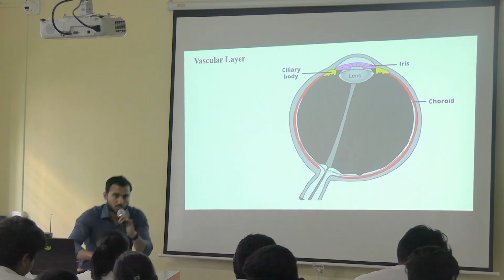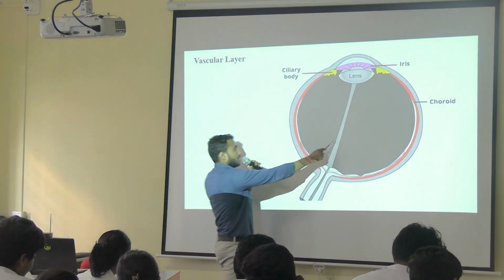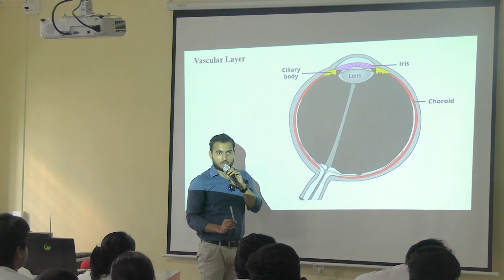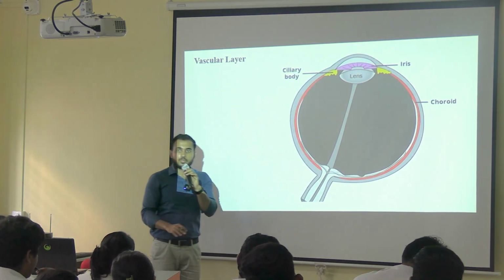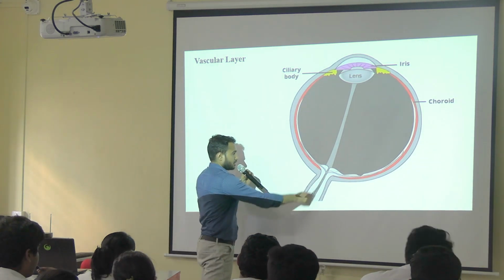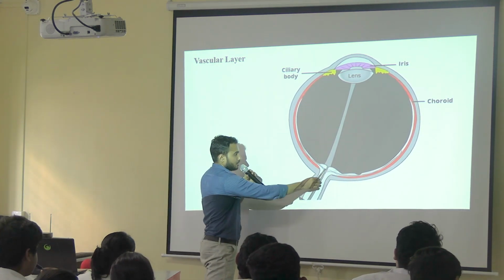Some students used to make this mistake. This is not the optic nerve. This is called the hyaloid canal. It is embryonic tissue. This is not the optic nerve. The optic nerve is this one. Now you can see the optic nerve.